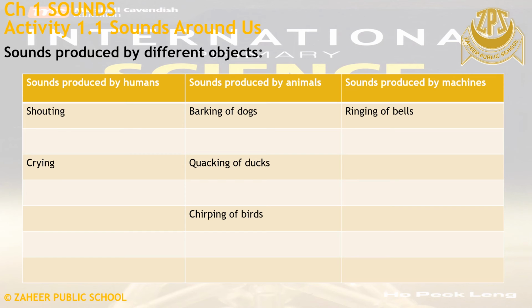There is another table given to you on page number 2 in your science workbook, and in this table you have to write the sounds which are produced by humans, the sounds produced by animals, and the sounds produced by machines. You know that the sounds produced by humans are like laughing and whistling, etc., and sounds produced by animals like the mewing of the cats and clucking of the hens, and the sounds produced by machines are the ringing of the telephone and the music from the radios. You may also take help from the chart which is given to you in your textbook, which I also taught you in this class.